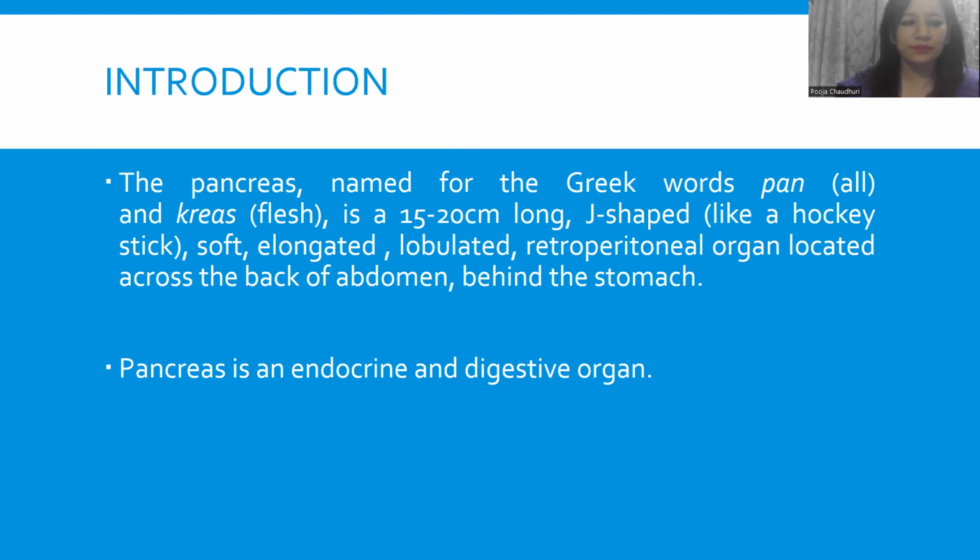The pancreas is an accessory organ and exocrine gland of the digestive system, as well as a hormone-producing endocrine gland. It is named for the Greek word pan, meaning all, and kreas, meaning flesh. It is a 15 to 20 centimeter long organ present in the abdomen, a J-shaped, soft, elongated, lobulated retroperitoneal organ located across the back of the abdomen behind the stomach. Hence, we can say that the pancreas is an endocrine and also a digestive organ.